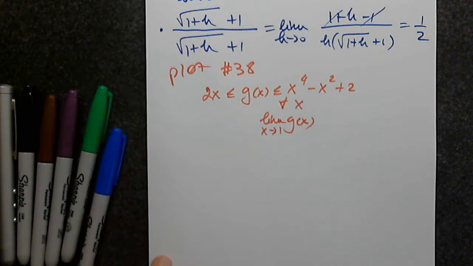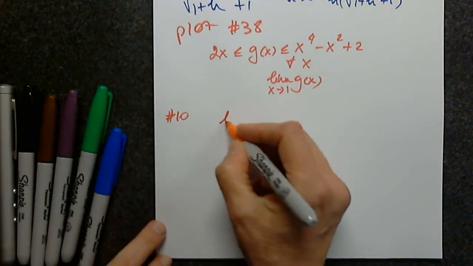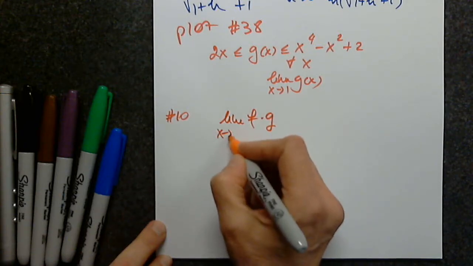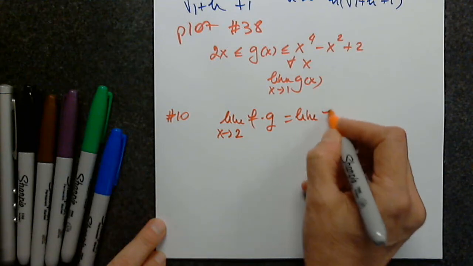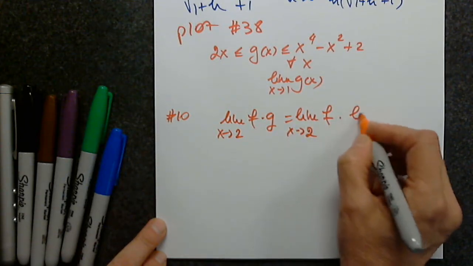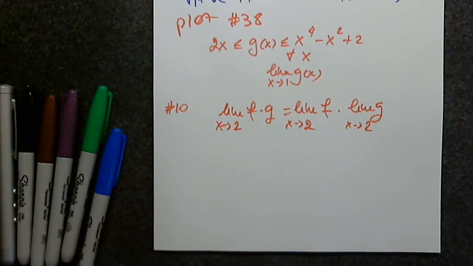Number 10? Can I see it? Yes. So you're applying the limit of f of x times the limit of g of x. You determine the limit of f and the limit of g. So this was the limit of f times g as x approaches 2. This is the limit of f as x approaches 2 times the limit of g as x approaches 2. You determine the first one, you determine the second one, and multiply them.